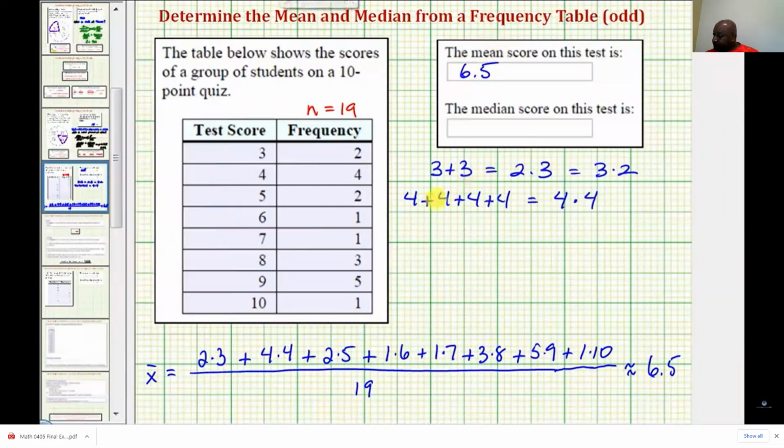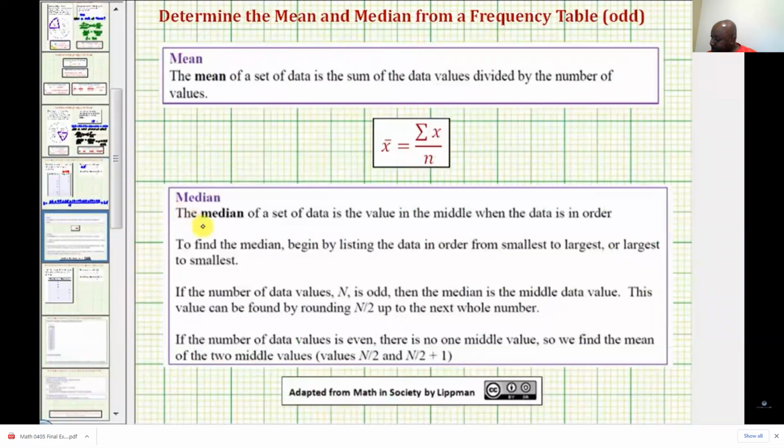And now let's determine the median. For review, the median of a set of data is the value in the middle when the data is in order. So to find the median, we begin by listing the data in order from smallest to largest or largest to smallest, which in our case has already been done.